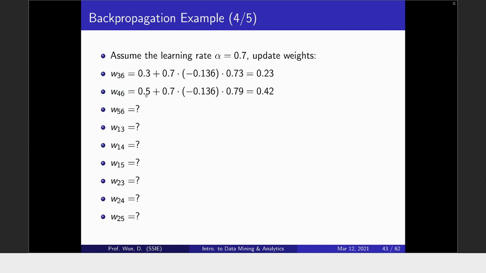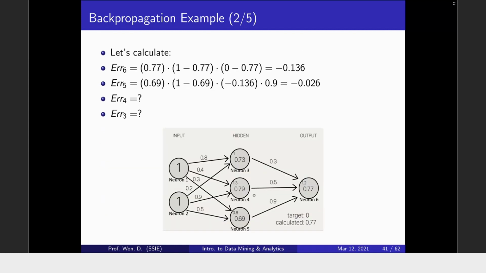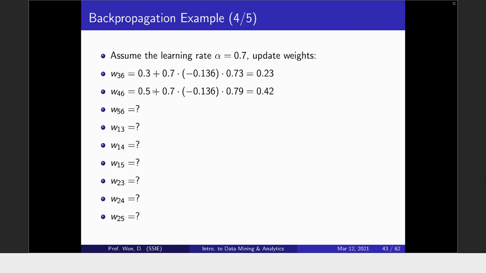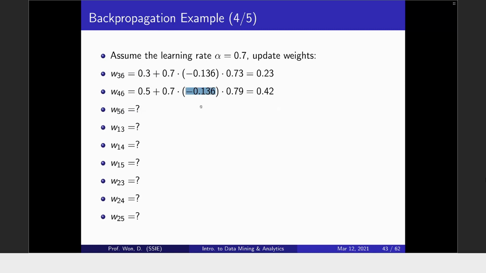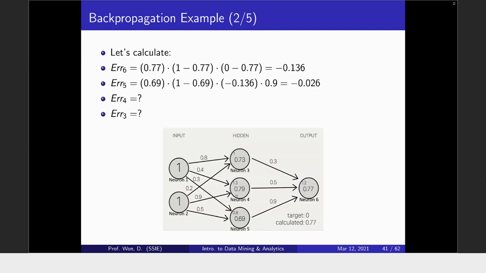For example, let's think about 46, right? How can we do that? This one, the original one is 0.5. So 0.5 multiply learning rate and error term minus 0.136. This one is the original error term from node 6, and 0.79. What was the 0.79? This one, 0.79.